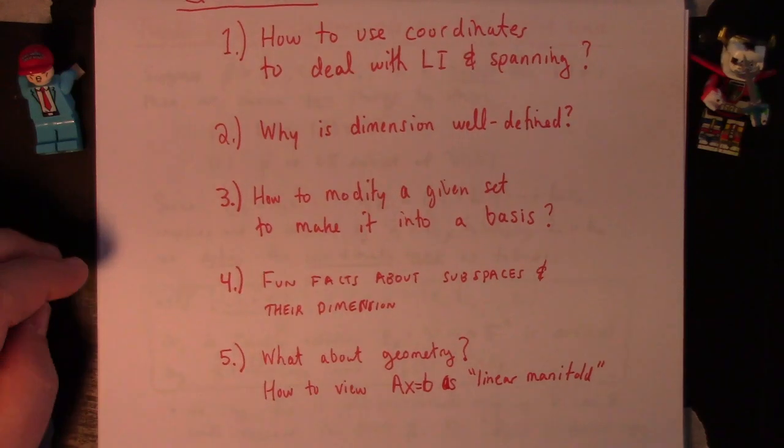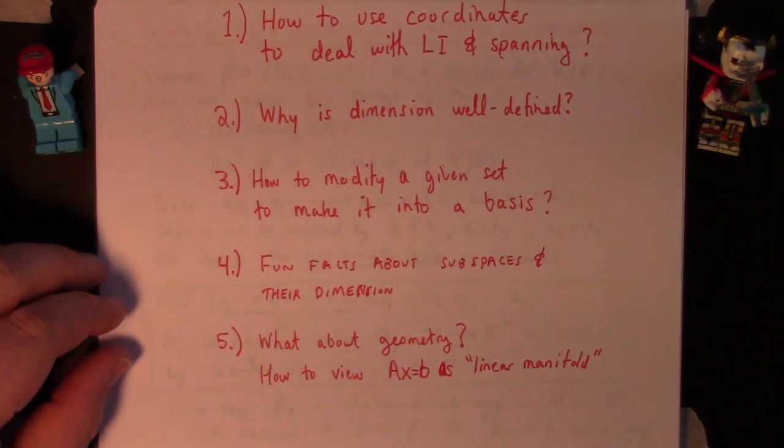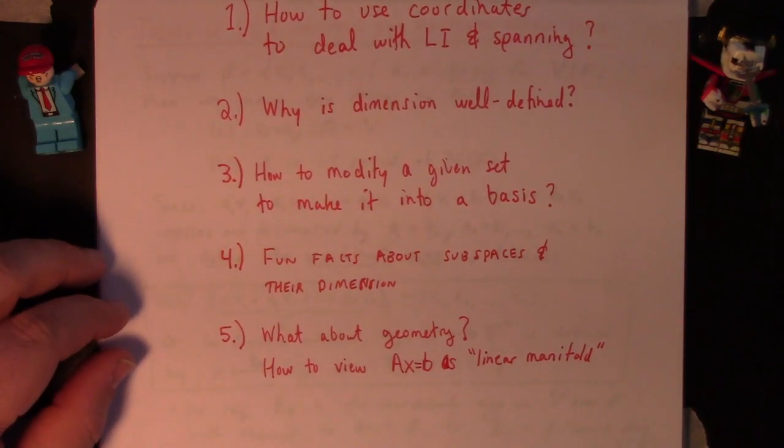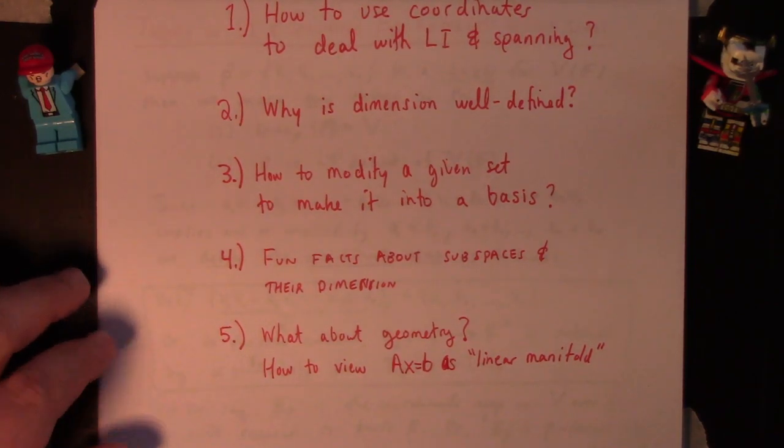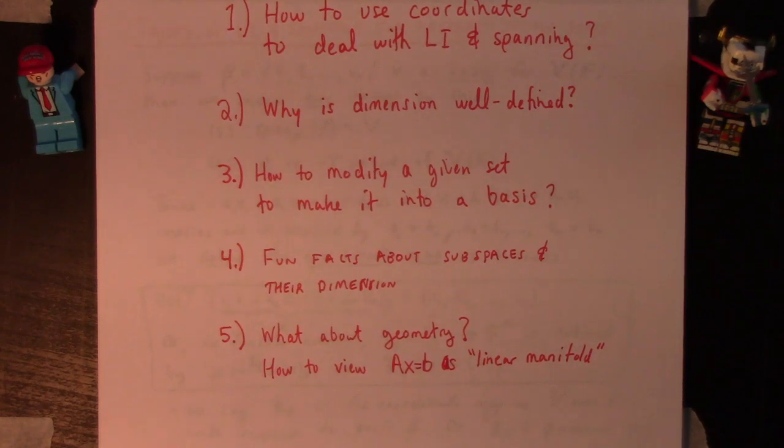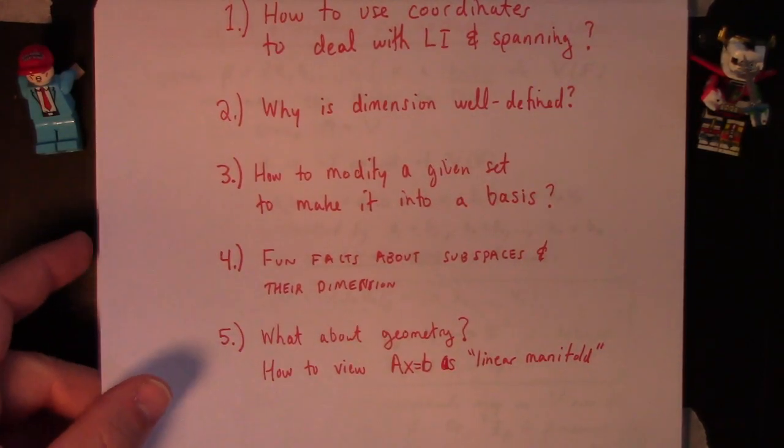And then I want to share with you some fun facts about subspaces and their dimension, and then finally, if we have time, if the children give me peace, what about geometry? How can we view the solution set to Ax equals b as a linear manifold, and what does that even mean? All right, so let's get started.